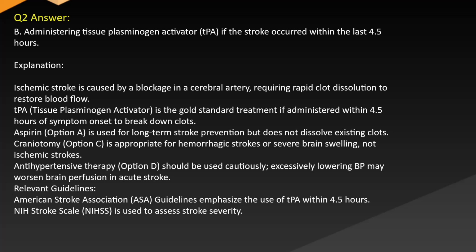Explanation: ischemic stroke is caused by a blockage in a cerebral artery requiring rapid clot dissolution to restore blood flow. tPA, tissue plasminogen activator, is the gold standard treatment if administered within 4.5 hours of symptom onset to break down clots. Aspirin, option A, is used for long-term stroke prevention but does not dissolve existing clots. Craniotomy, option C, is appropriate for hemorrhagic strokes or severe brain swelling, not ischemic strokes. Antihypertensive therapy, option D, should be used cautiously. Excessively lowering BP may worsen brain perfusion in acute stroke.